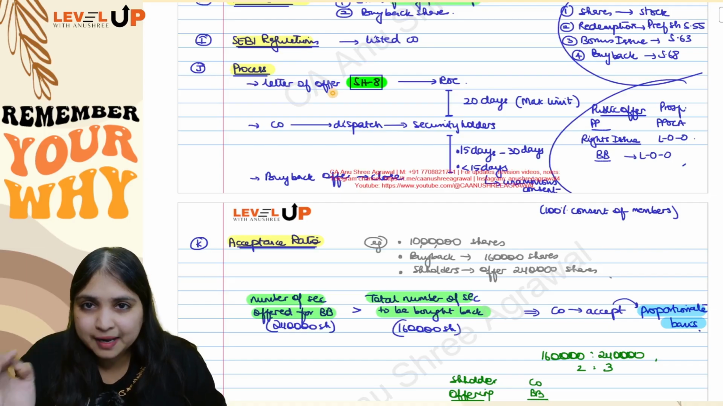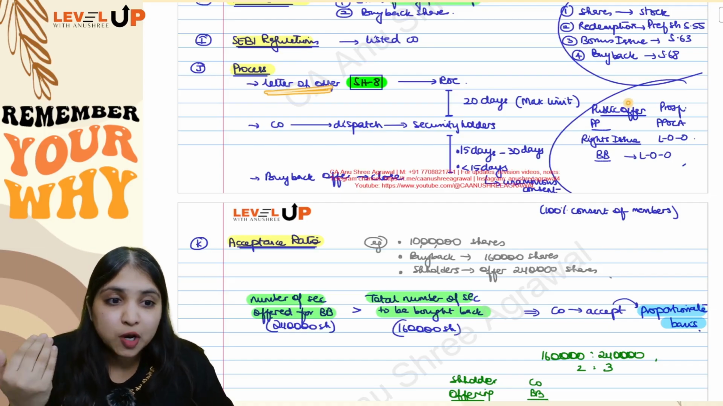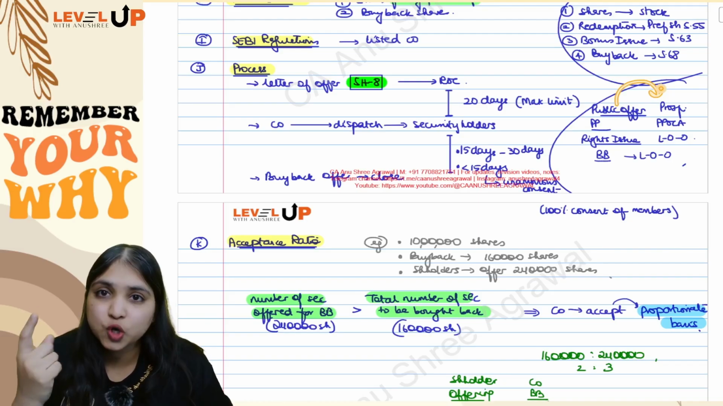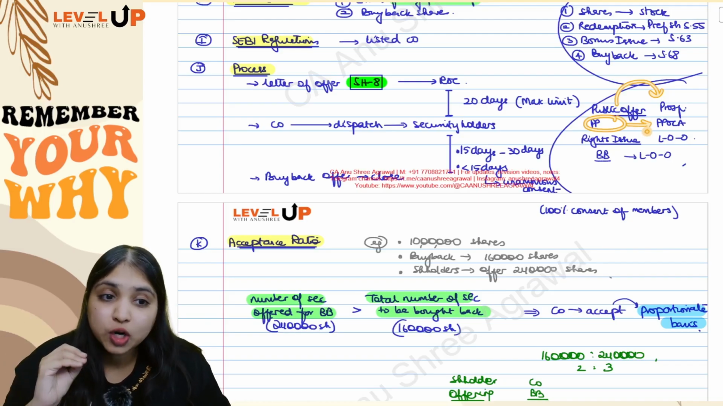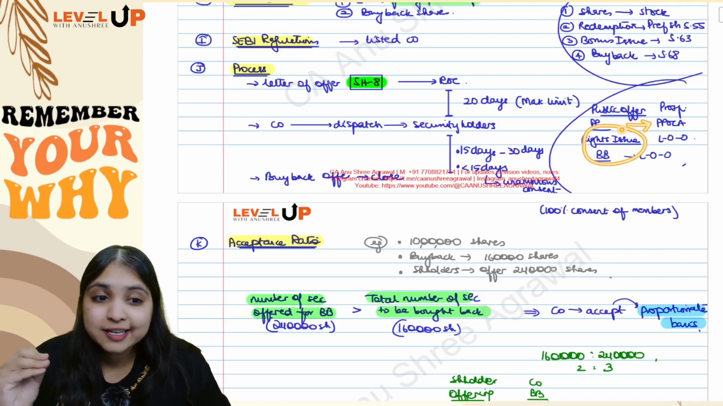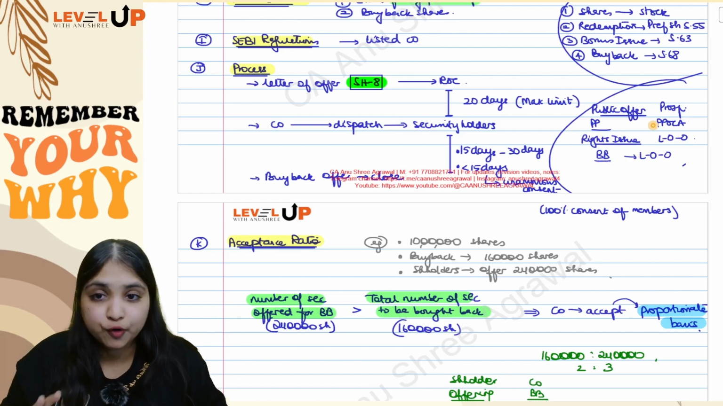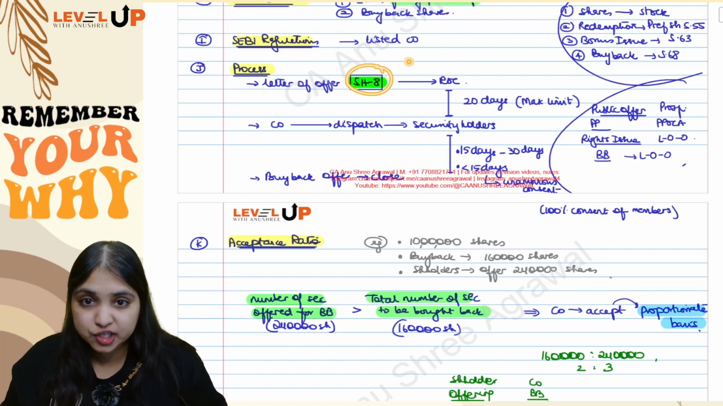So first of all, the company will prepare a document for buyback. The document is called letter of offer. Whenever the company is making a public offer, the company prepares a document called prospectus. In private placement, the document is called POCA, private placement offer cum application. In rights issue and in buyback, in both the document is called letter of offer. So the company will prepare the letter of offer in form number SH8 and file it with ROC.